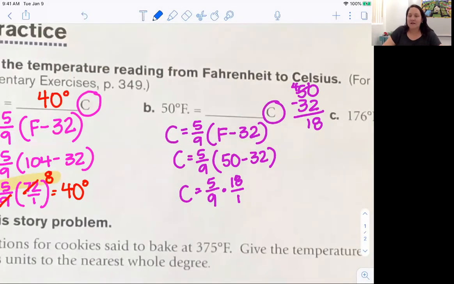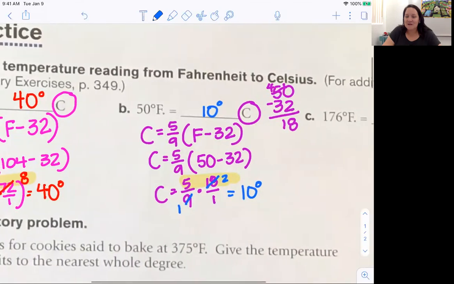Now can we cancel? Can we cross cancel? Yeah, 9 goes into 18 and 9 also goes into 9. 1 time here, 2 times here. Then we're just going to multiply across to find our answer. 5 times 2 is 10. Wow. So 50 degrees Fahrenheit is 10 degrees Celsius.